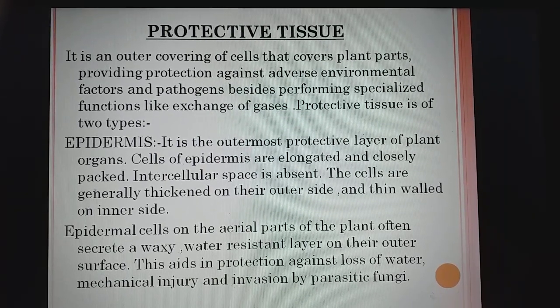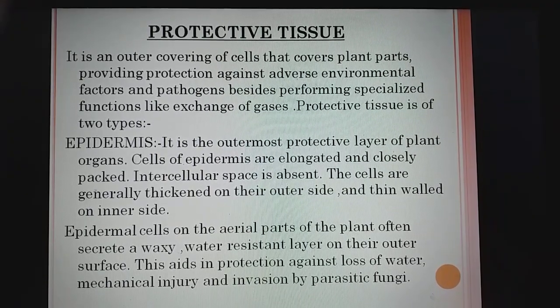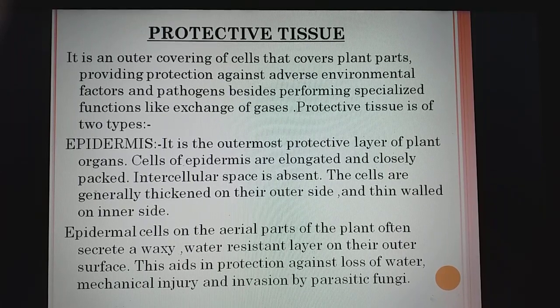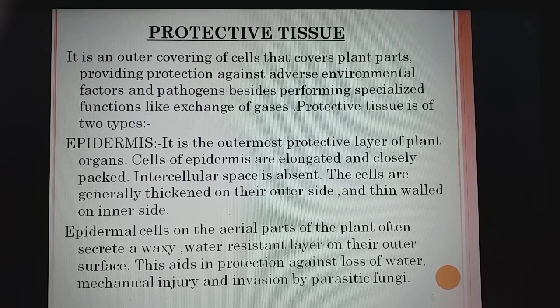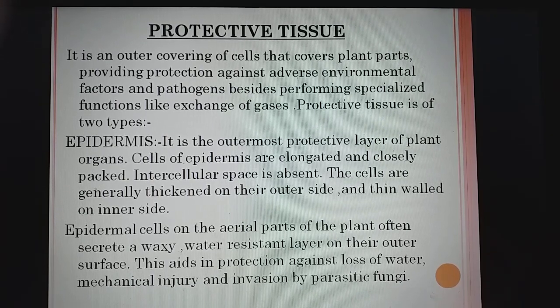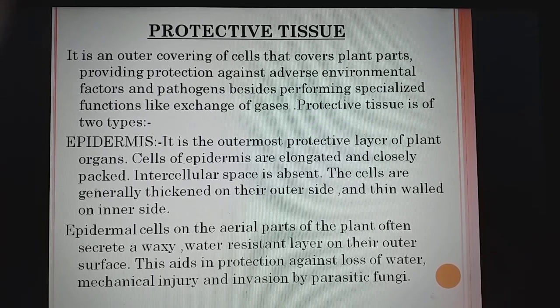Now, protective tissue is of two types. First is epidermis and another is cork. So first we will study epidermis. Epi means outer, dermis means skin. So it is the outermost protective layer of plant organs.